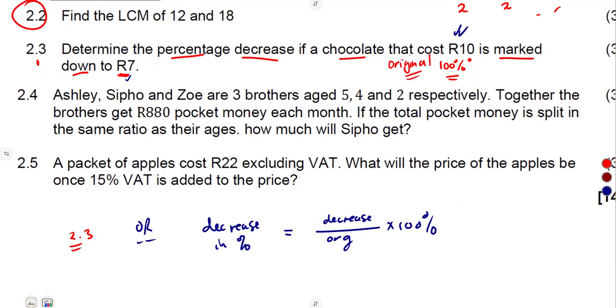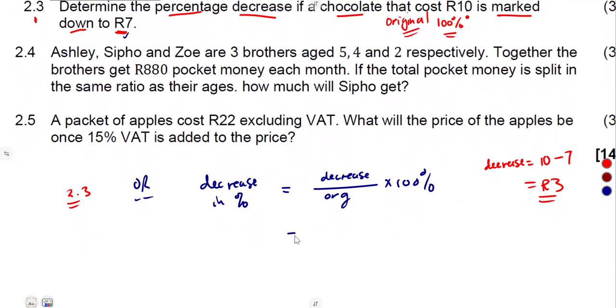So what is the decrease? The decrease is the one that we need. The decrease is the difference from 10 rand to 7. We subtract, which is 3 rand. So you take that decrease, this is the one that we need, 3 over the original price.